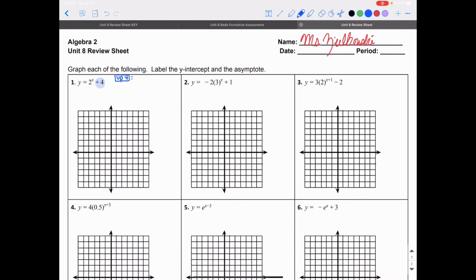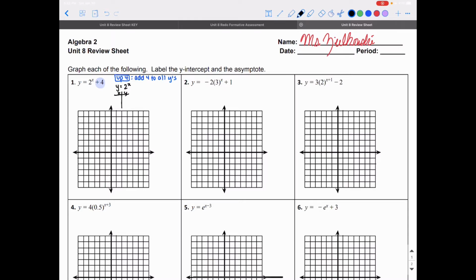And if I'm moving up or down, it's going to affect my y values. And in this case, I'm going to add 4 to all y's. So I'm starting with my parent function, which is y is equal to just the base 2 to the x power.